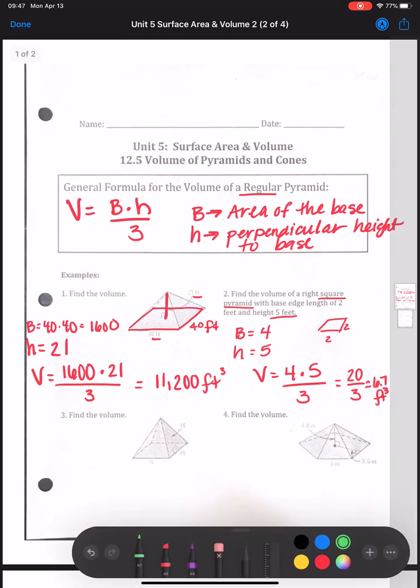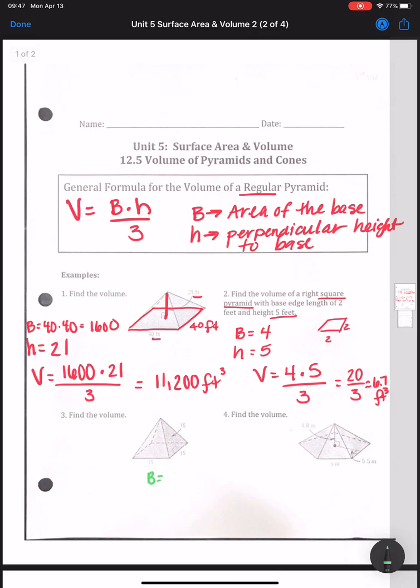Our next one here, where our base is a square again, so we've got the square pyramid. This time they didn't give us the height though. That's part of the problem that we're going to have to figure out. So for now, let's just write over here that the base is 15 times 15, which is 225, and we're going to figure out what the height is. So they gave us the slant height is 15, but we need to know the height of the entire pyramid.